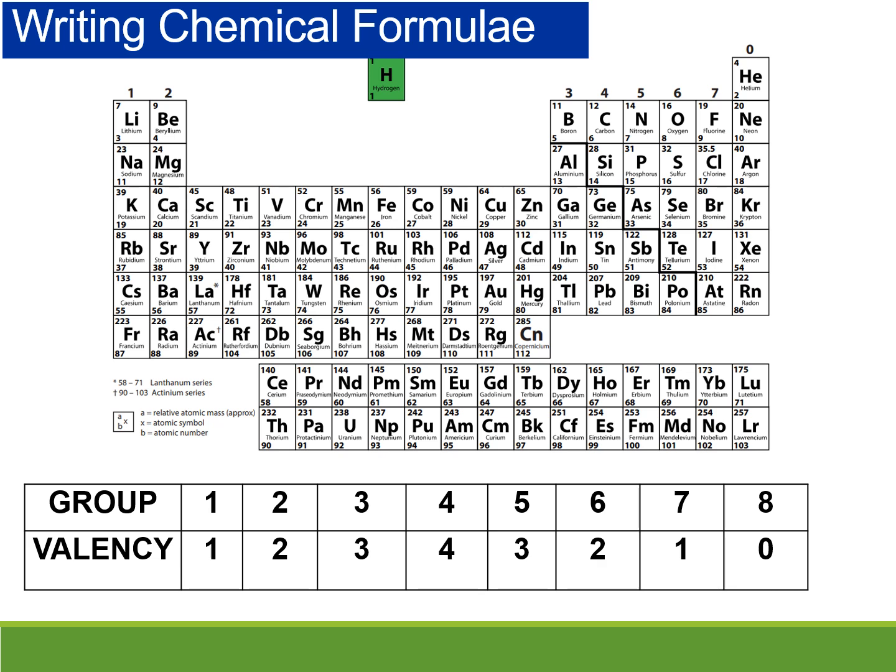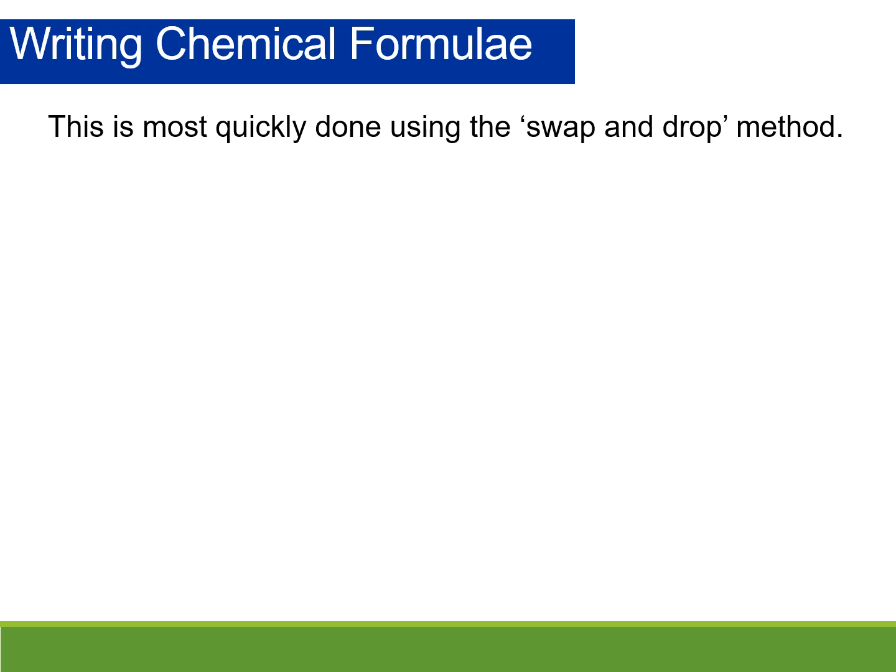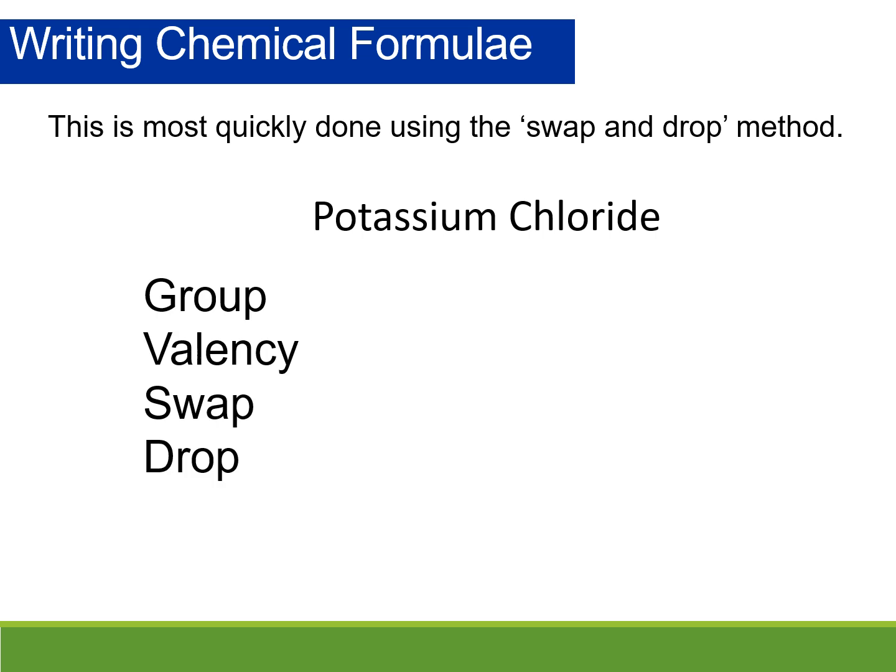You might find on the top of your periodic table, you might see it written sometimes, people will put the valency above the groups. So let's see how we use valencies to write a chemical formula. First of all, we write down our compound. In this case, we're going to do potassium chloride, and we're going to use a technique called swap and drop. So start by working out what group potassium is in and what group chlorine is in. That will give us our valencies, and we're now going to swap and drop the valencies. What this now tells us is I need 1 potassium and 1 chlorine. So my formula is KCl.